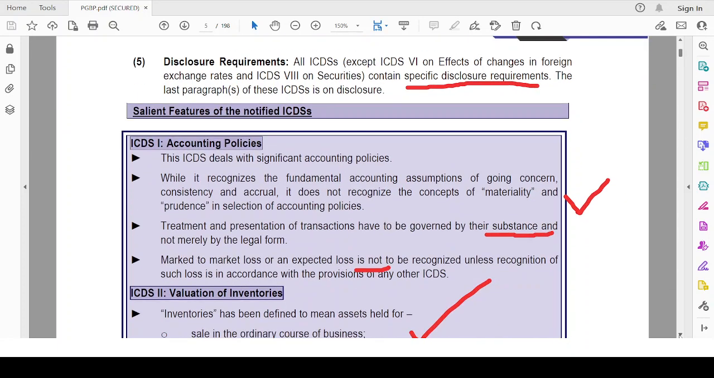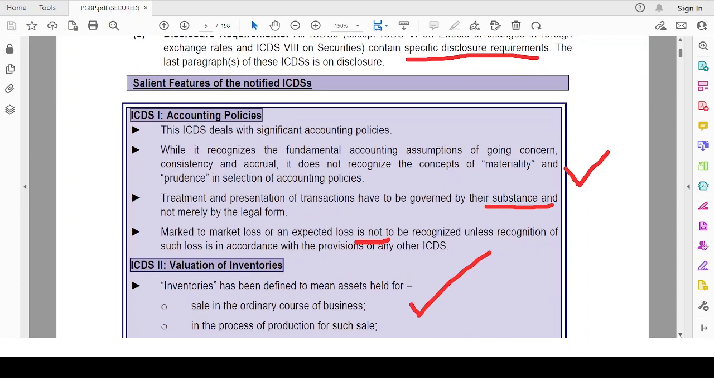Now ICDS 1 is accounting policies. We have been given importance of significant accounting policies, and basically the assumptions would be going concern, consistency, and accrual, GCA, right? Going concern, consistency, and accrual. But it does not primarily focus on materiality and prudence. In accounting we also focus on those, but in income tax we just focus on going concern, consistency, and accrual.